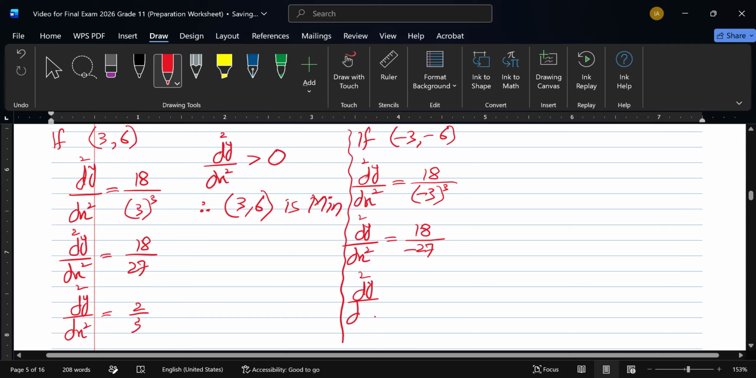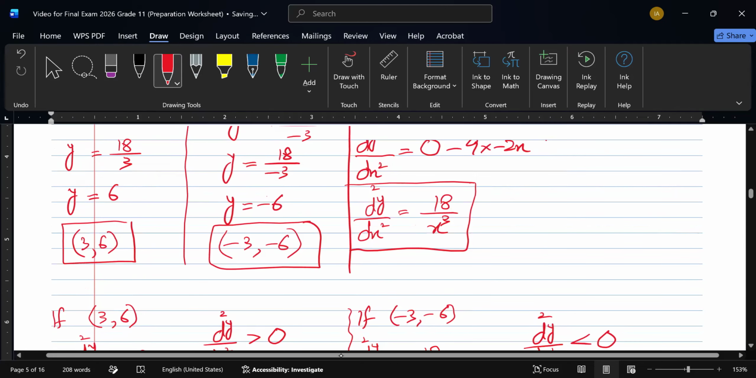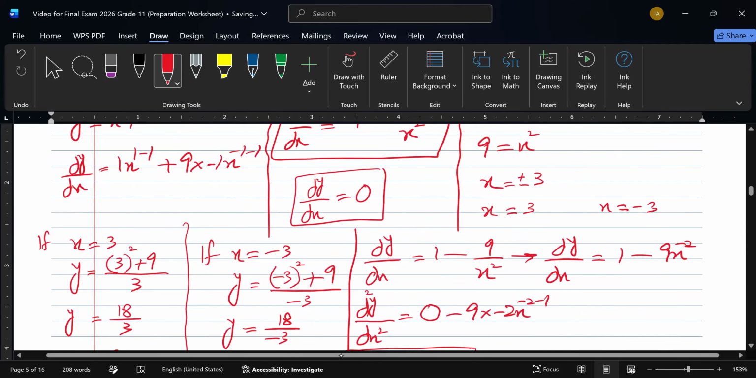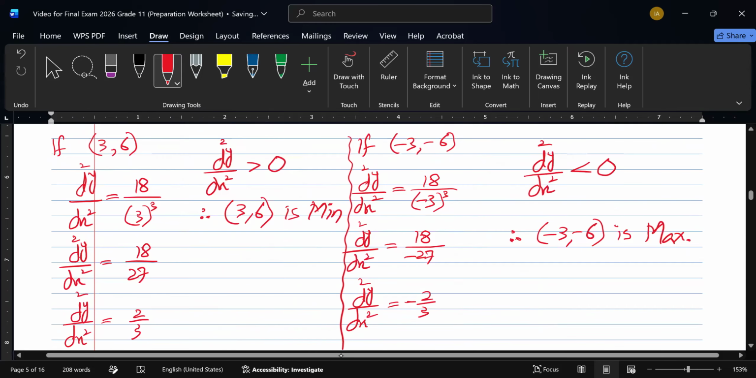So what you observe, your second derivative is a negative number. Yes, it means the second derivative we found is a negative number. Therefore, the point (-3, -6) is a maximum point, right? This is the way we find the coordinates of the stationary point. This is the way we find the nature of the stationary point using the second derivative. Okay.